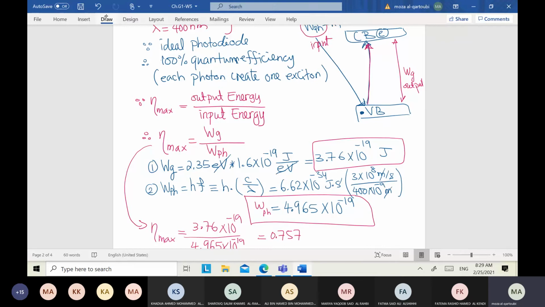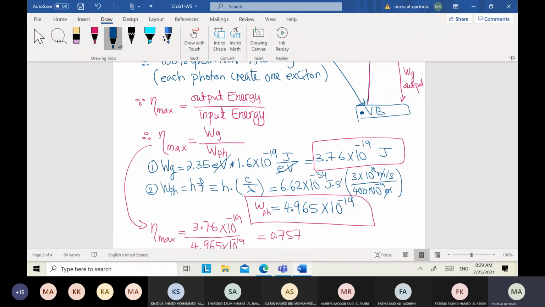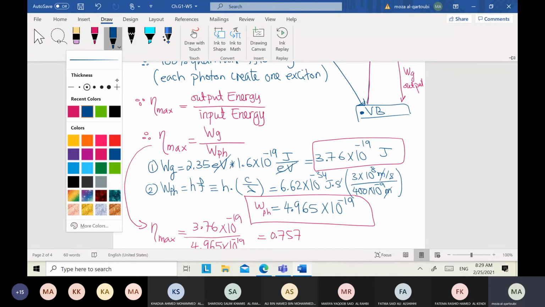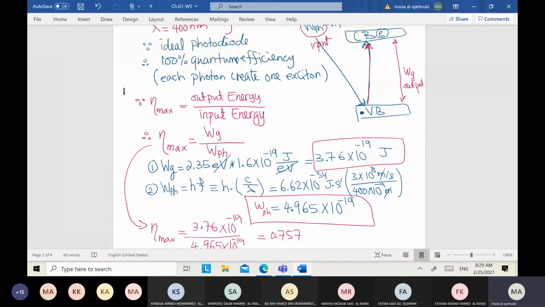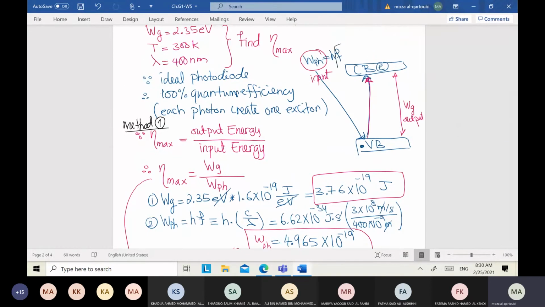So in this case, this is the first solution. I will write it only. Method number 1 depends on the given question. Method number 1, we find using energy. We can find using frequency here because we have the frequency of light. This is the input, yes, the frequency of photon. We know this is the value of F.